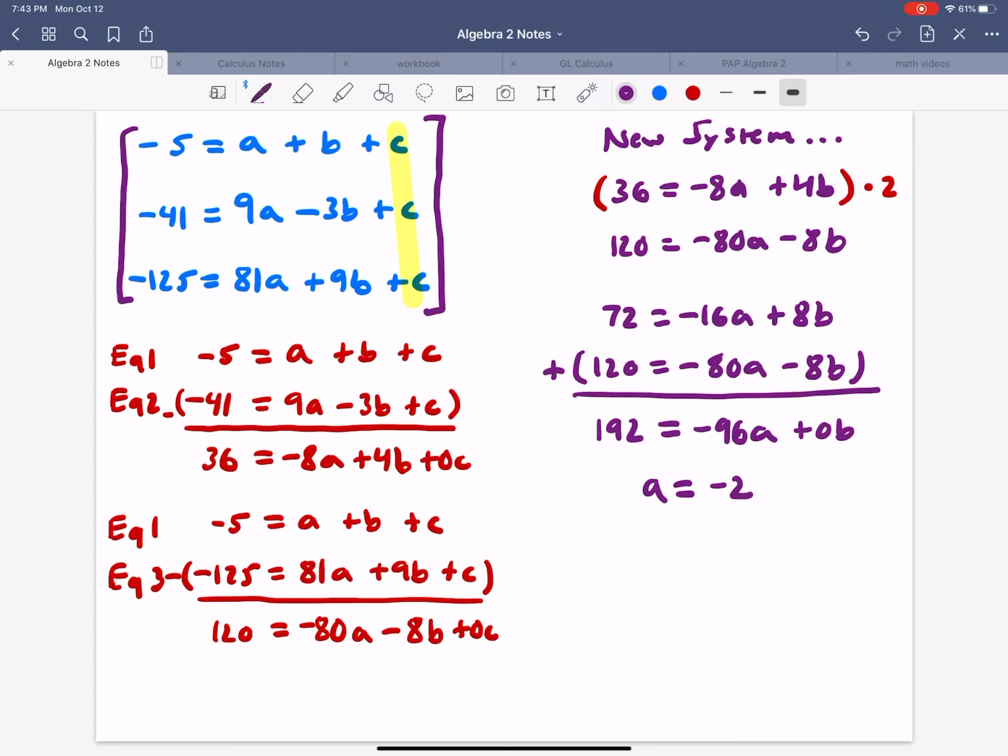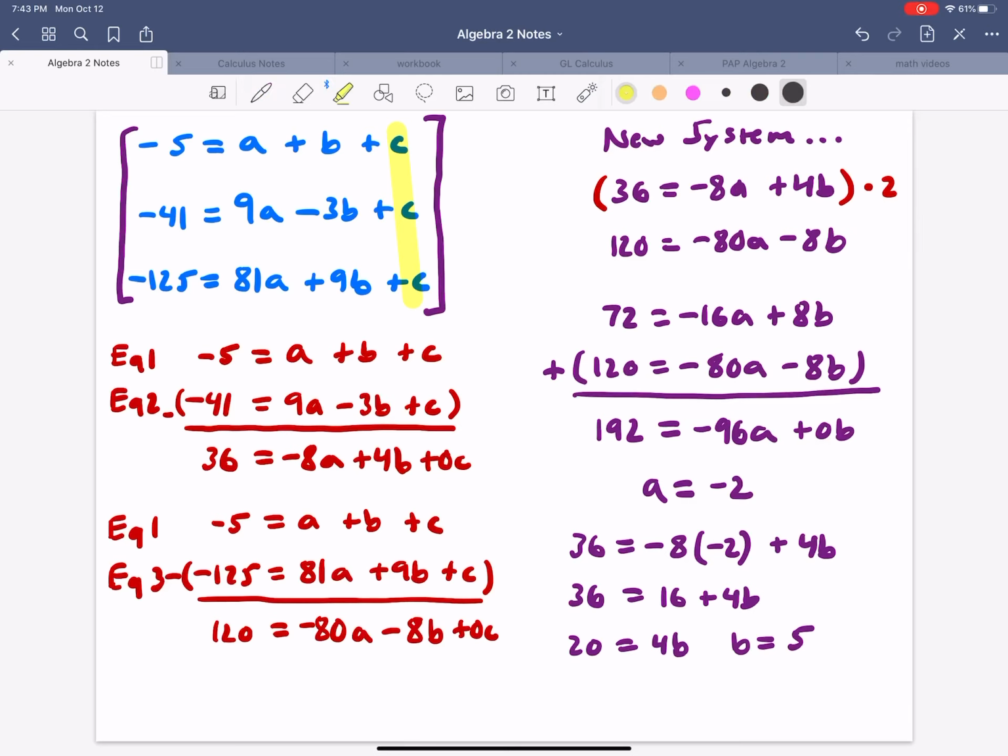A equals negative 2. So then the next step is to solve for B. I'm going to take that first equation, 36 equals negative 8 times A, but now I know that A is negative 2, plus 4B. So that gives me 36 equals positive 16 plus 4B. Subtract 16 on both sides, and we get 20 equals 4B. Divide both sides by 4, and we get B equals 5. I'm going to highlight these just so we keep track. So I've got 2 of the 3 solutions.